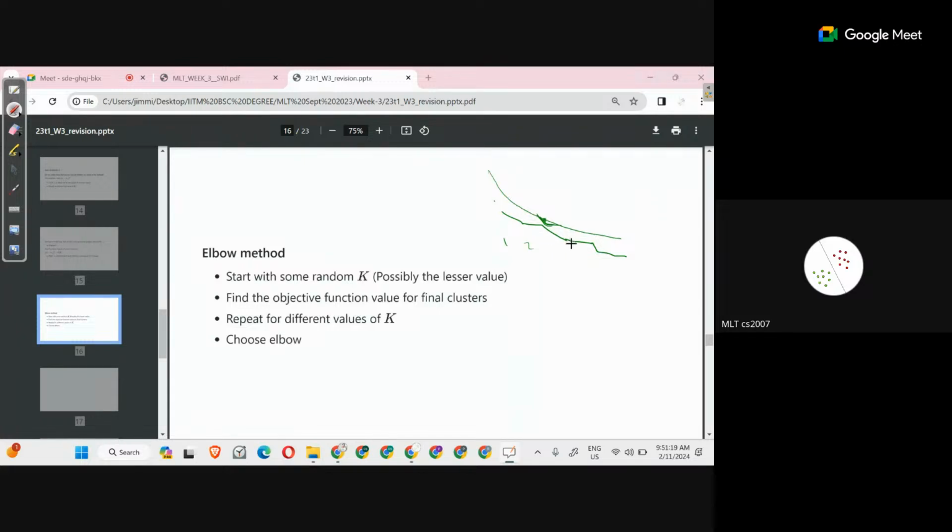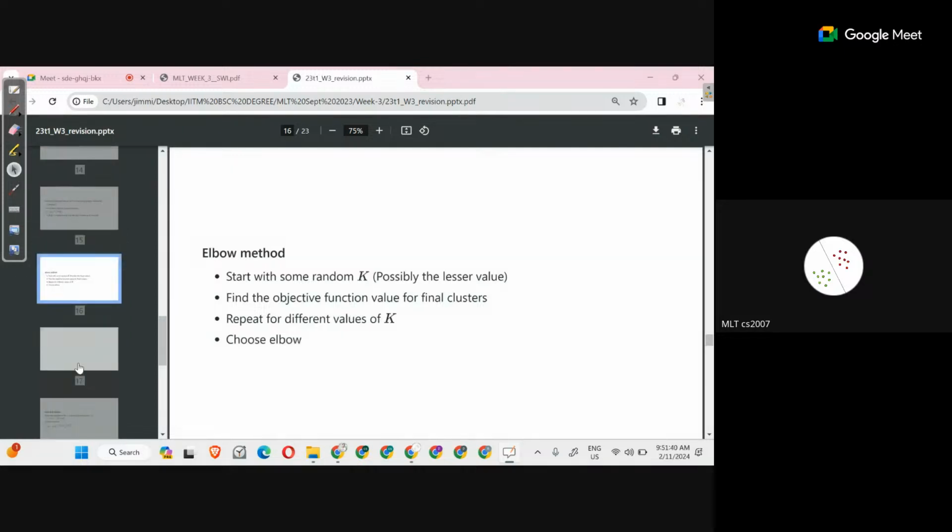The point where the maximum bend happens will be considered the elbow. But ultimately it completely depends on domain knowledge. Based on your domain knowledge and results, you have to choose those k values that make more sense.